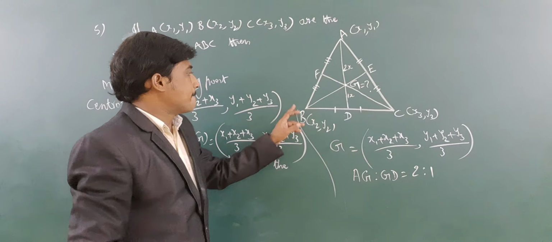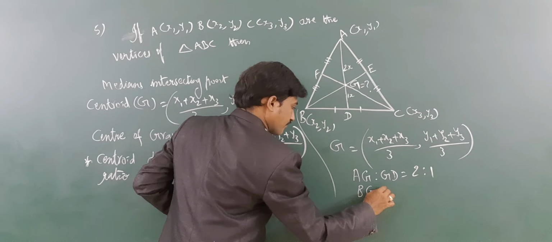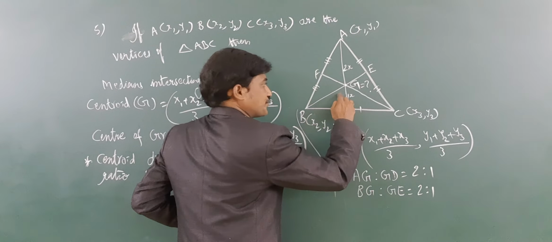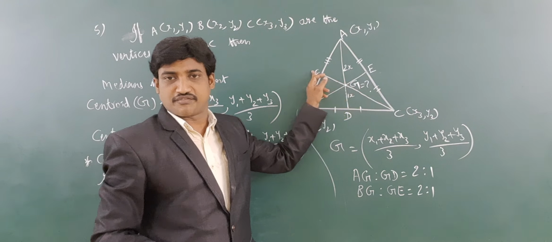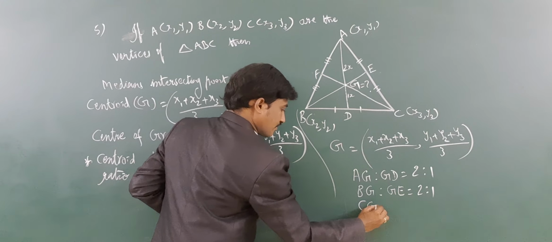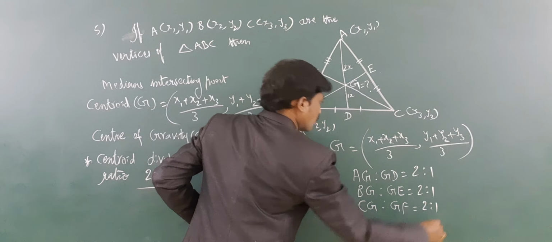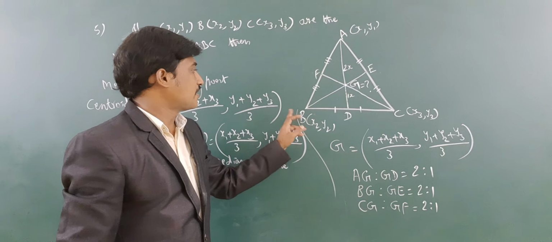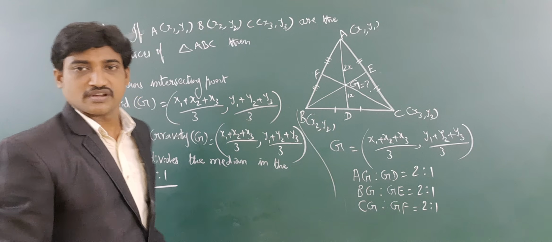On the other hand, BZ is to ZE is also 2:1. CZ is to ZF is 2:1. So AZ is to ZD is 2:1, BZ is to ZE is 2:1, CZ is to ZF is 2:1.